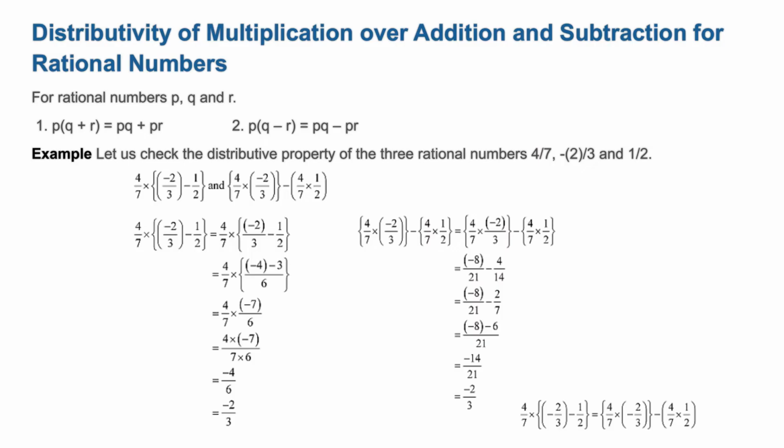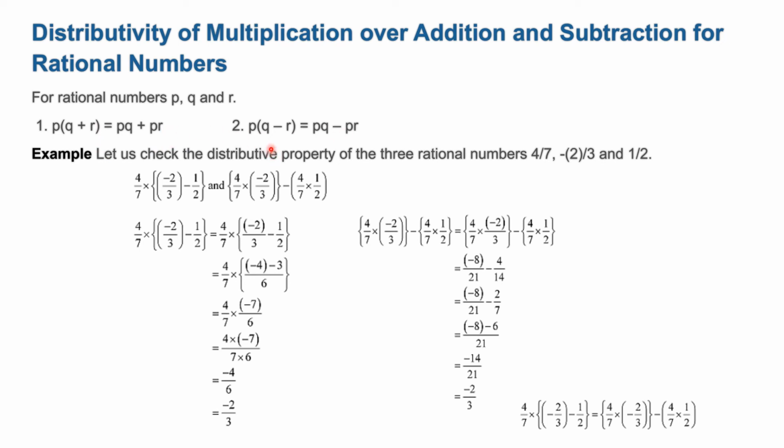Now, the next topic is the distributive property. Distributivity holds only for multiplication over addition and subtraction. For example, we have three rational numbers P, Q, and R. So P into (Q plus R) equals PQ plus PR. Means if we multiply P by Q, then add the product of P and R, the result is the same. This way we can distribute it.